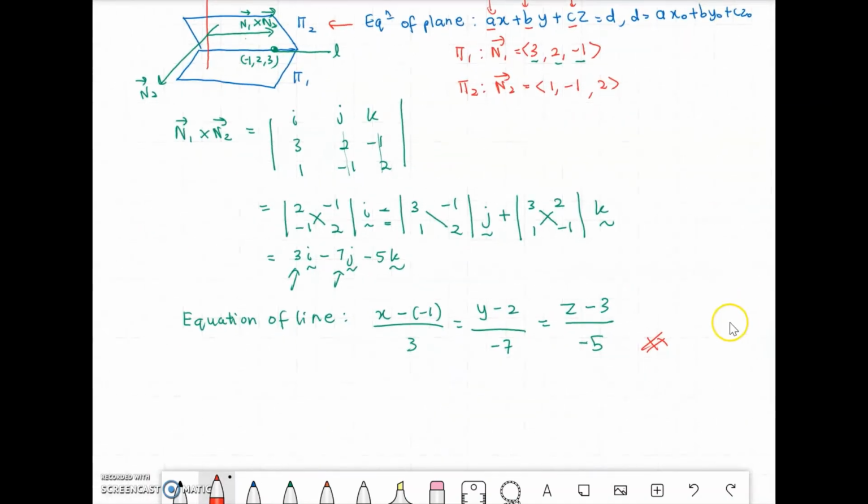But then I still have to simplify this. So we have x plus 1 over 3, equals y minus 2 over negative 7, or it can be 2 minus y over 7, equals z minus 3 over negative 5, or it can be 3 minus z over 5.